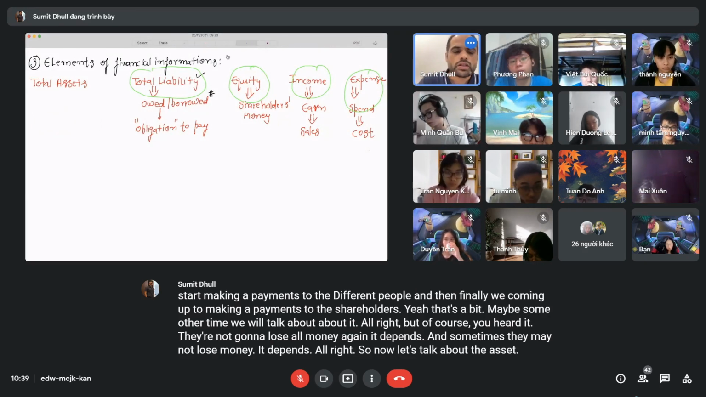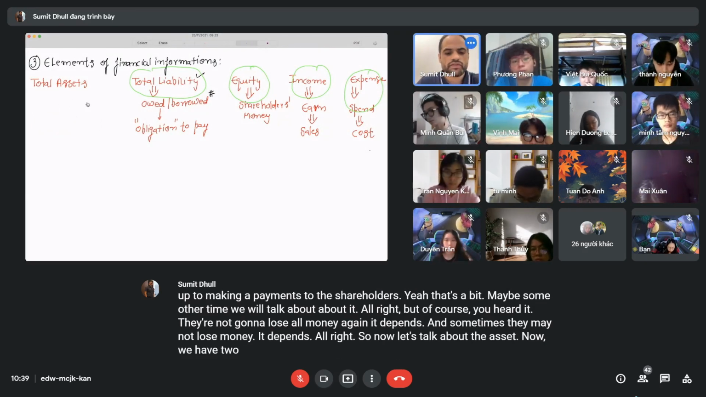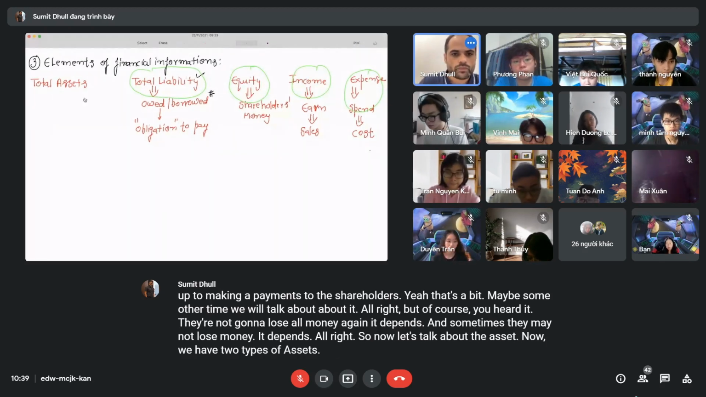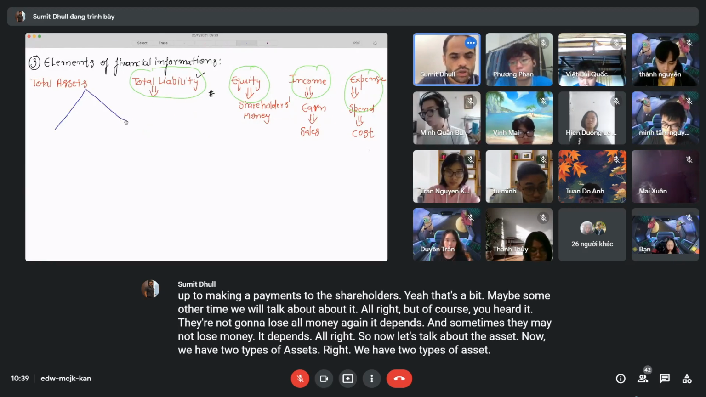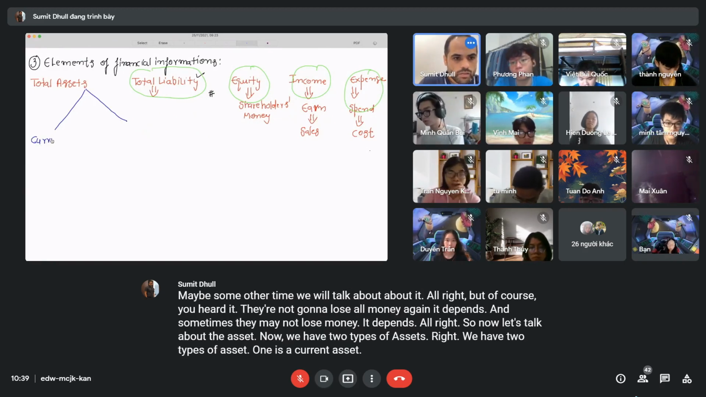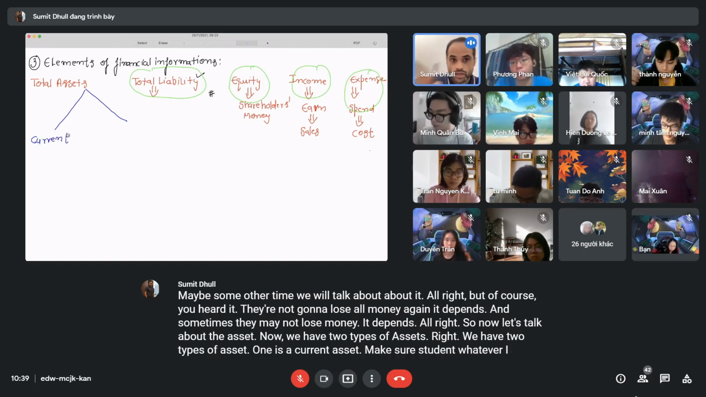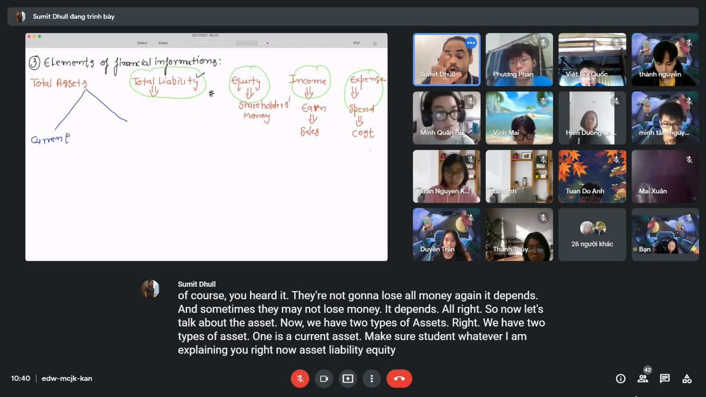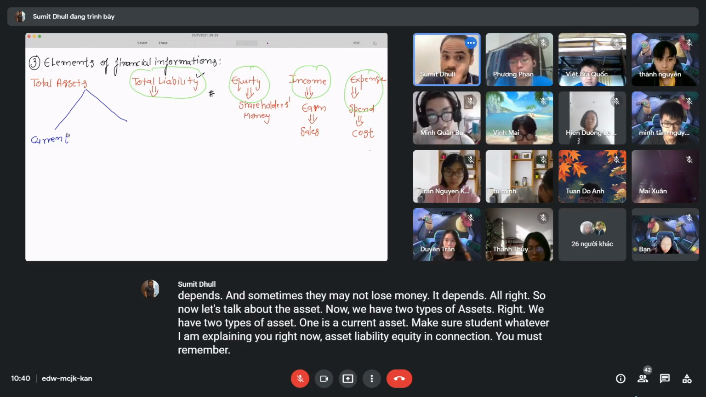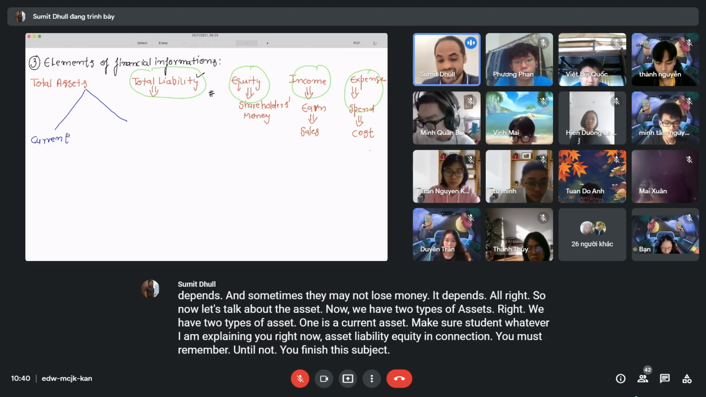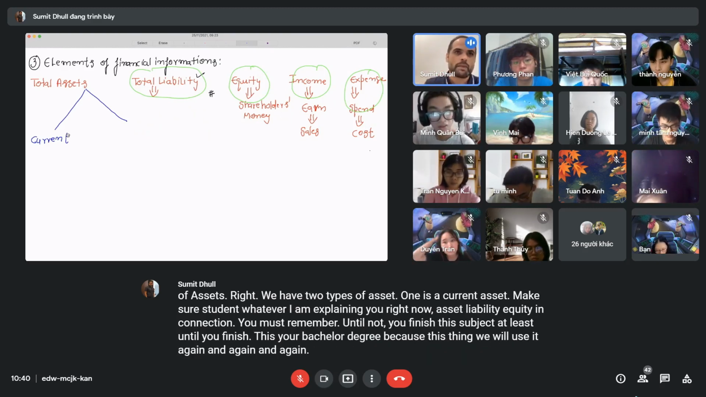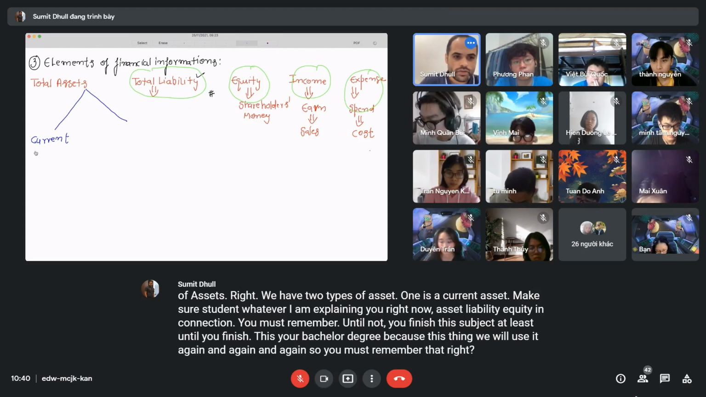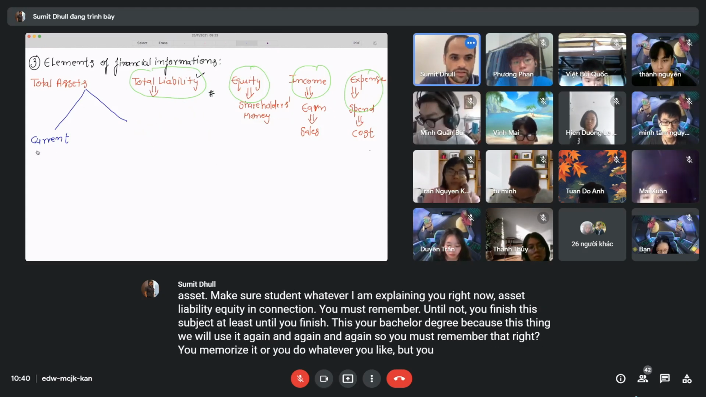Now we have two types of assets. One is the current asset. Make sure, students, whatever I am explaining right now, asset, liability, equity, income, expense, you must remember at least until you finish your bachelor degree, because we will use this again and again. You memorize it or you do whatever you like, but you need to remember current asset.